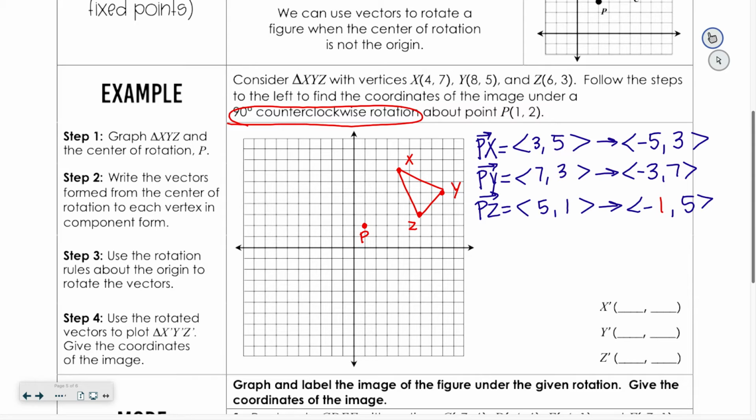Now those are not ordered pairs. Those are vectors. So we're going to go to P, and we're going to go negative 5, 3. So we're going left or right? 1, 2, 3, 4, 5. 1, 2, 3. And that's going to be x prime. And then y, left 3. 1, 2, 3, 4, 5, 6, 7. Y prime.